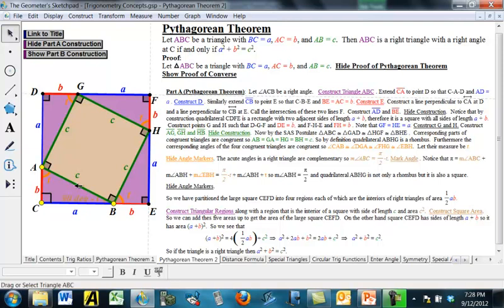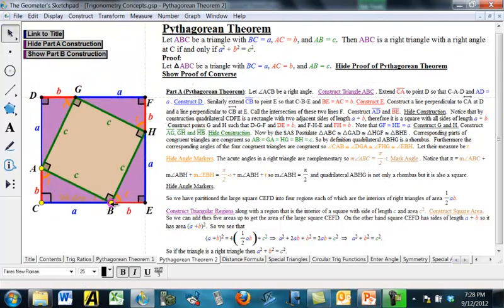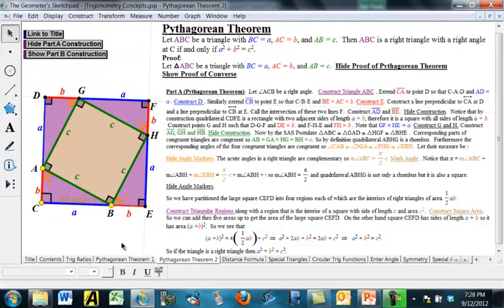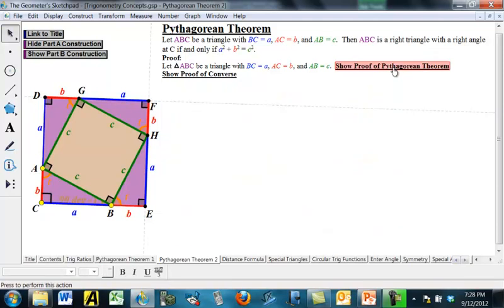So notice we started with any right triangle that we wanted to, and we were able to prove that A squared plus B squared equals C squared. So that's the proof of the forward direction of the Pythagorean theorem.